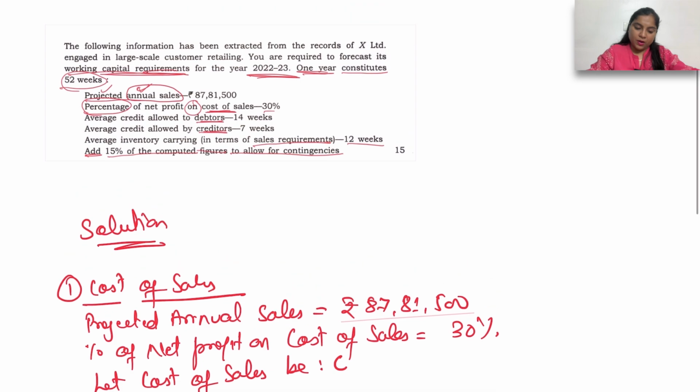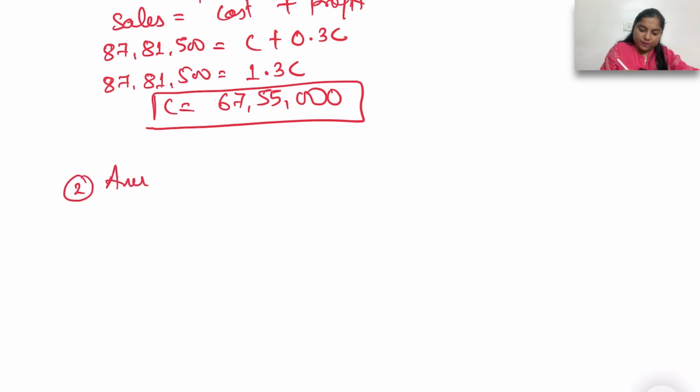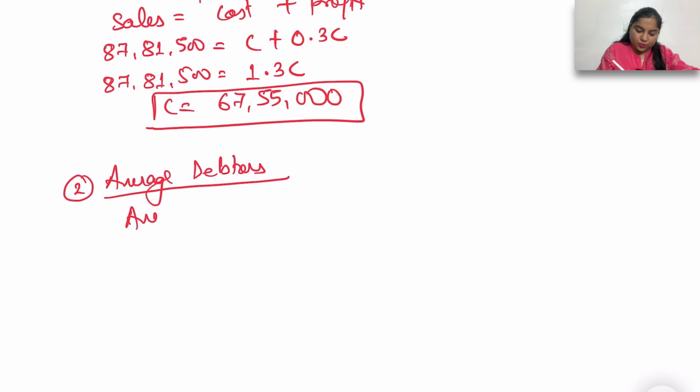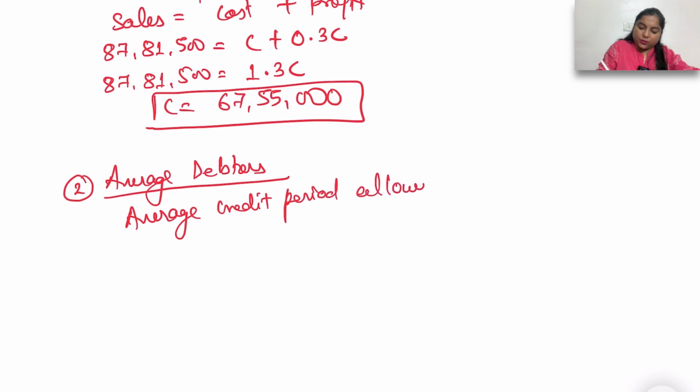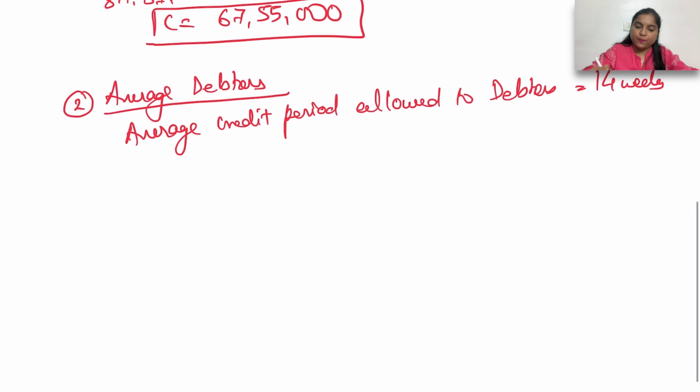Moving ahead, then we have debtors and creditors. So let's go with the debtors. Second point, average debtors. We have debtors of 14 weeks, so the average credit period allowed to debtors is 14 weeks. Why do we have the term credit allowed to debtors or credit allowed by creditor? It's homework for you to ask yourself, do you know these differences or not? We have 14 weeks, and the question itself says that in 1 year we have 52 weeks. So let's calculate average debtors.